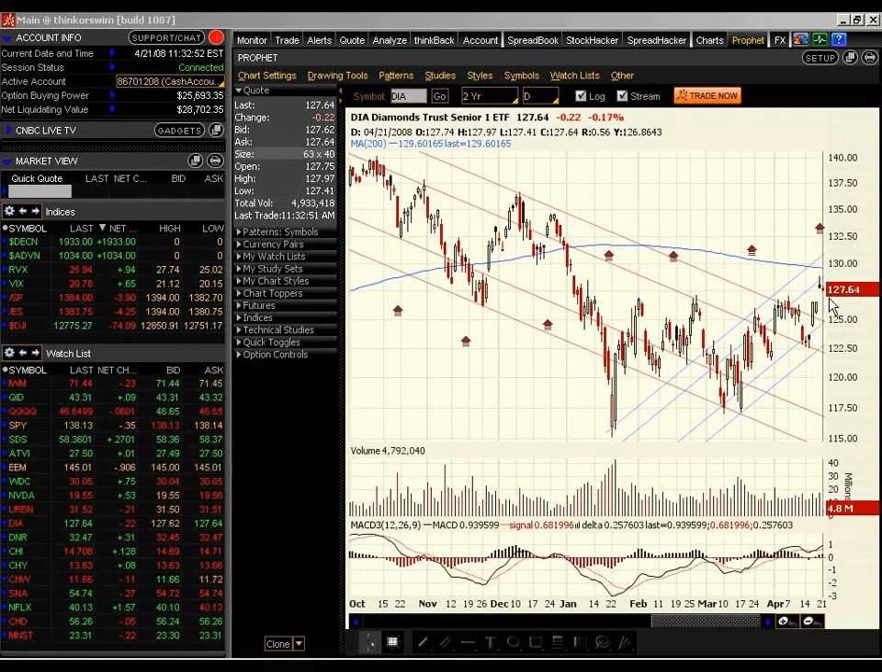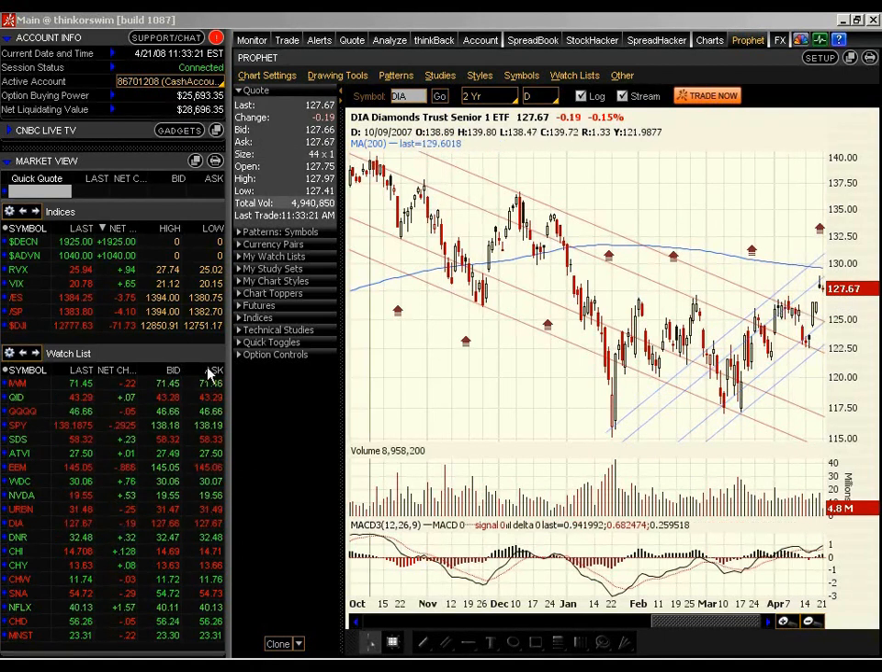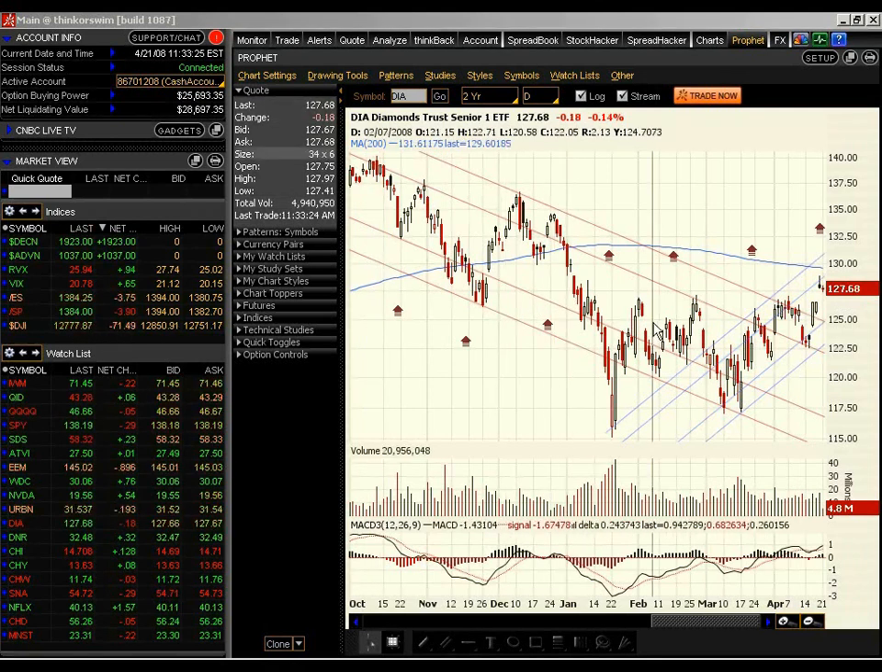So if the Dow Jones is trading at 12,775, the diamonds are pretty close to it. It's at 127.76. You take the ETF, you multiply it by 100, and you get 12,767, which is only about 10 points off of the actual index. So it tracks the Dow Jones Industrial Average pretty closely.